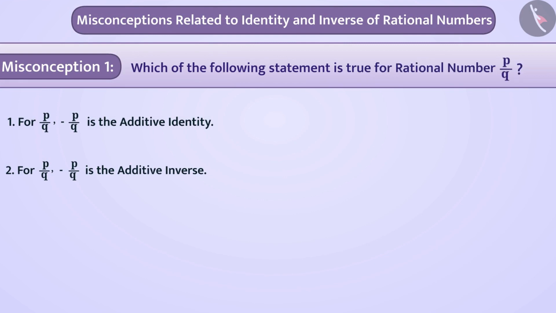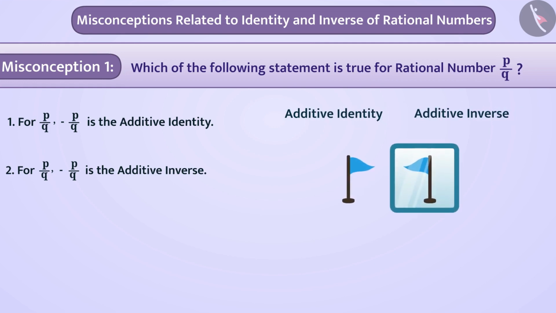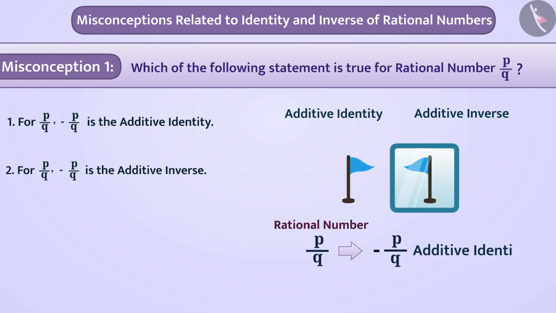Students often confuse between additive identity and additive inverse. They think that just like an object looks in a mirror, the same applies to the rational number p by q. Minus p by q is the additive identity of p by q. Therefore, they give answer as option 1, which is wrong.